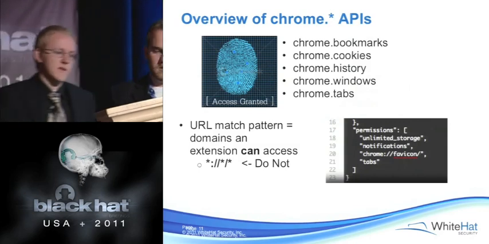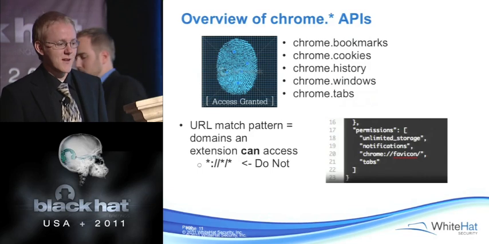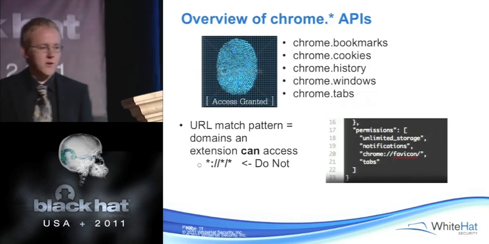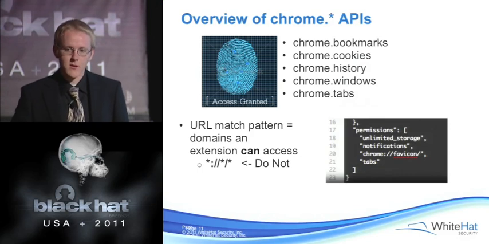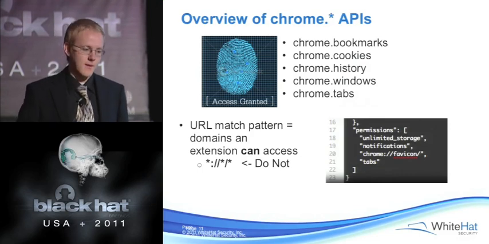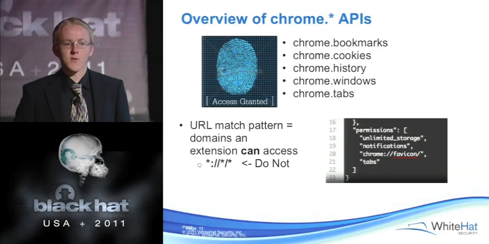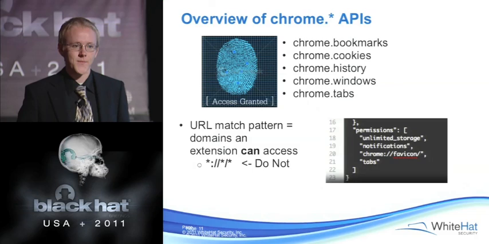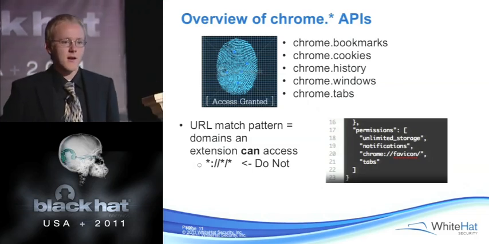So a quick review of the extension APIs that, as an attacker, I find very interesting. So we've got bookmarks, cookies, and history APIs. Basically, these all allow you to add, edit, delete, and view all the bookmarks, cookies, and history that you have. This is great because now I don't have to inject JavaScript into Google.com. I can take it directly from the cookies API.